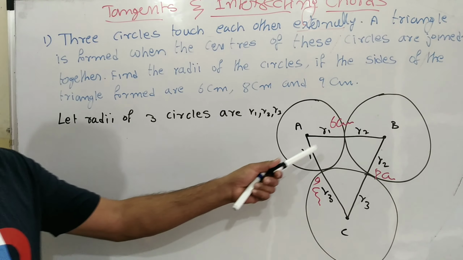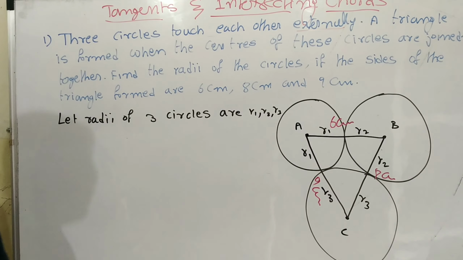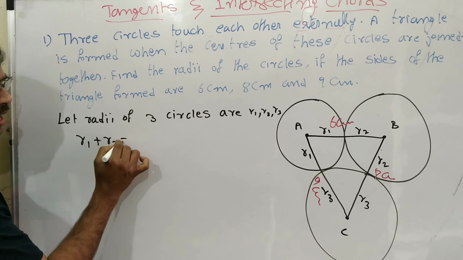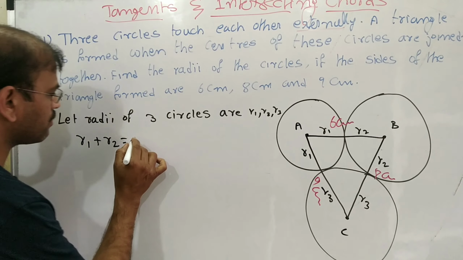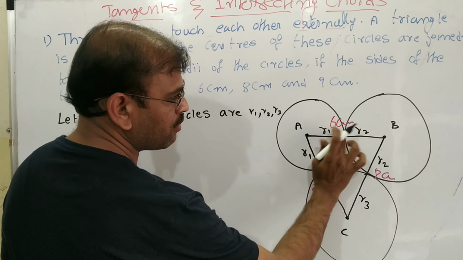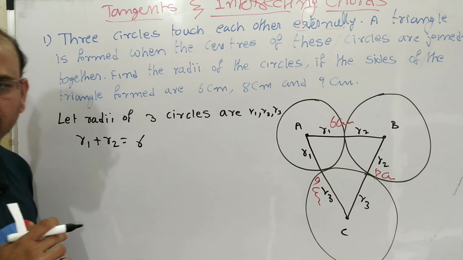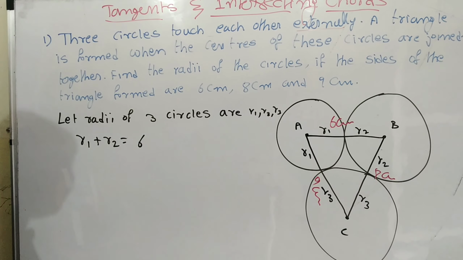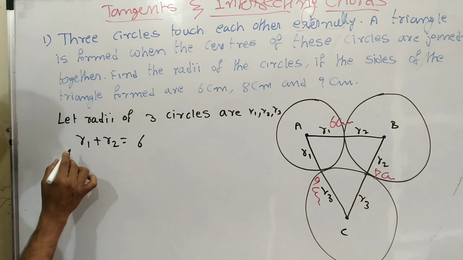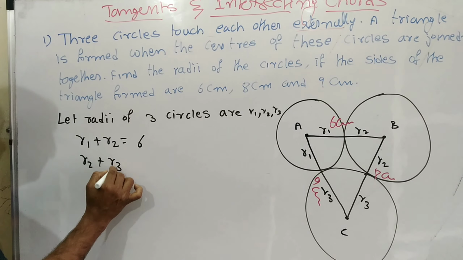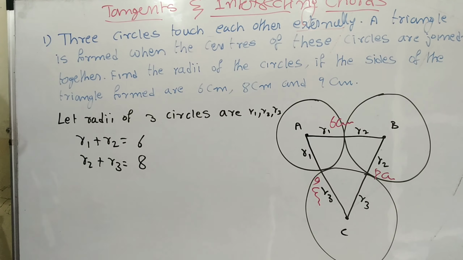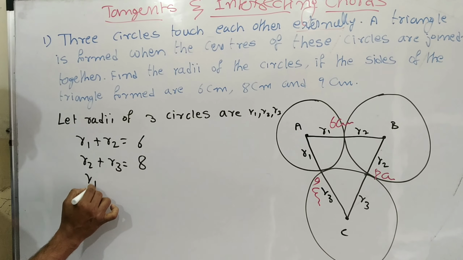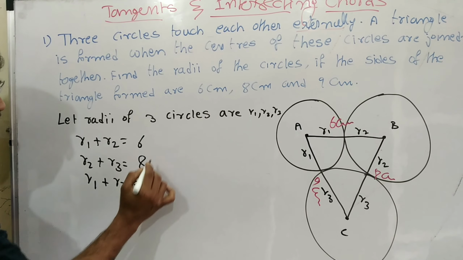So the radii we have considered as R1, R2, R3. Now we'll simplify it. Now listen carefully. R1 plus R2, how much is it? 6. Because this is R1 plus R2, that means it is the length of AB. That is forming 6 centimeter. Now similarly, R2 plus R3, it is forming 8 centimeter. Third one, R1 plus R3 is 9 centimeter.